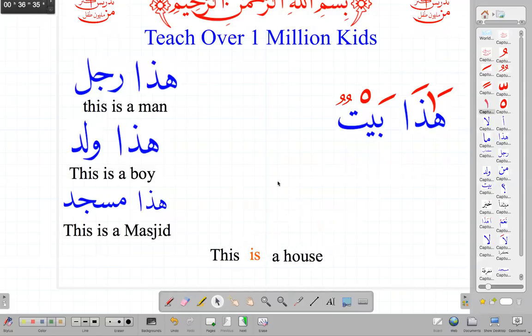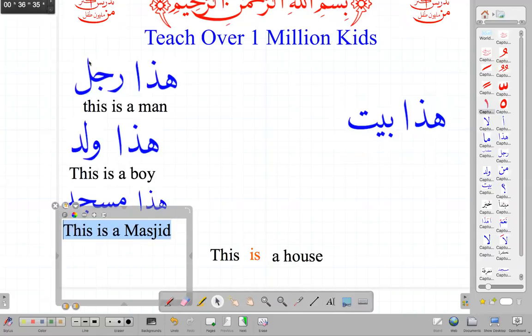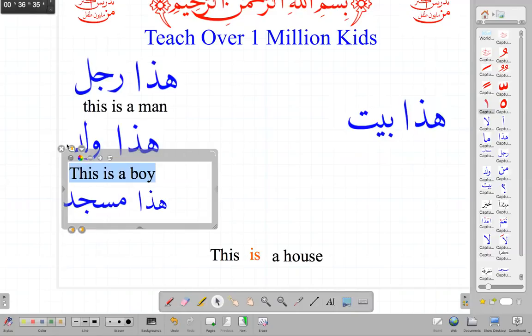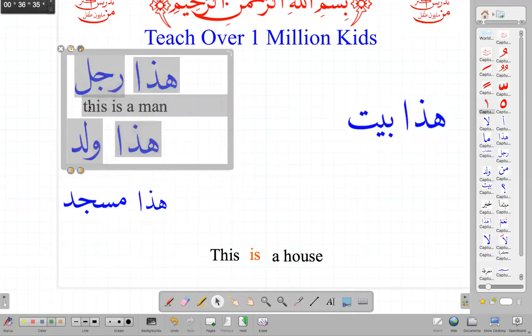So now we are going to study some grammar of this sentence. هذا بيت. Okay. هذا بيت means this is a house.